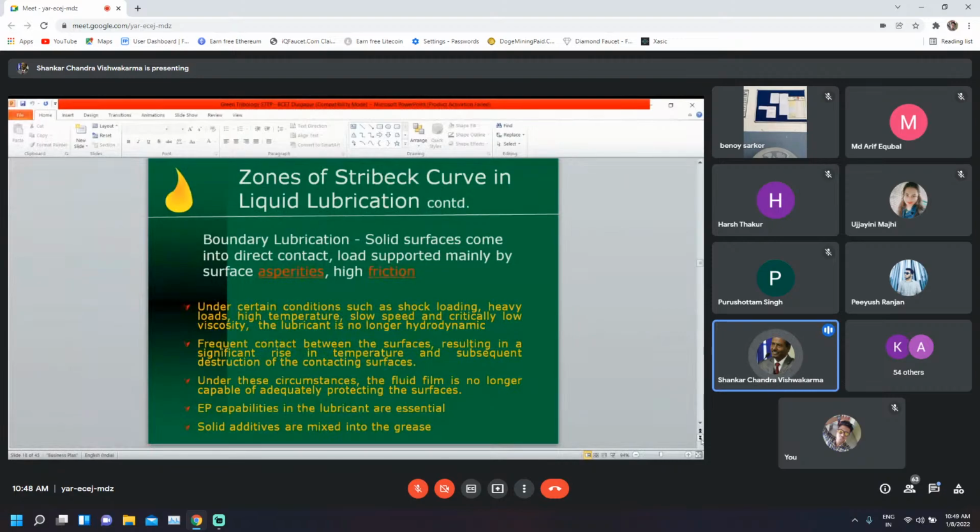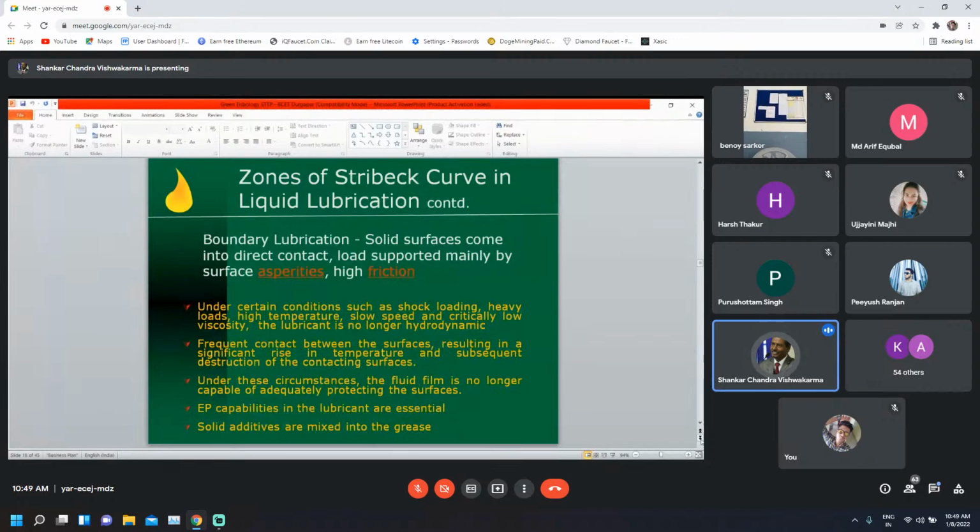So in that case, what will happen? There will be a direct contact between the surface asperities. So this is one area. Then frequent contact between surfaces results in a significant rise in temperature, because once the asperities start interacting with each other, there will be a lot of temperature rise and the subsequent destruction of the contacting surfaces. So these asperities get deformed, causing wear.